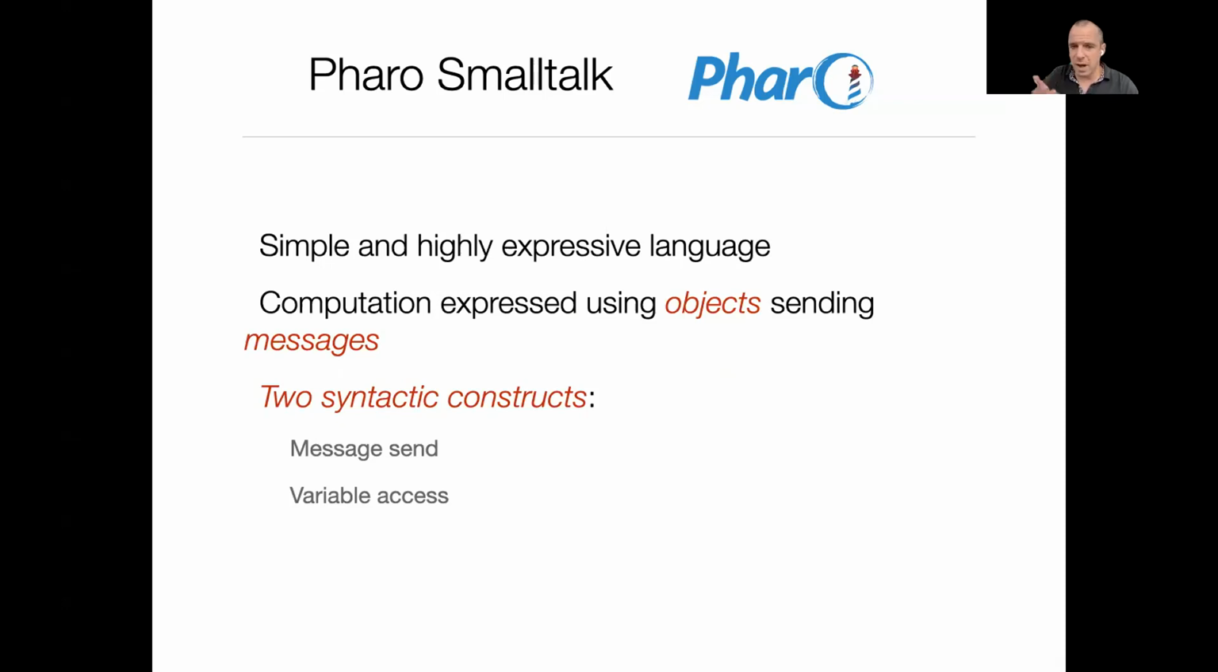Since in Pharo everything is an object, and objects communicate with each other by sending messages, we just need to care about message sends and variable accesses. There is no operator, for example, to express arithmetic operations. There are no operators to create instances of variables. Everything happens by just sending messages.